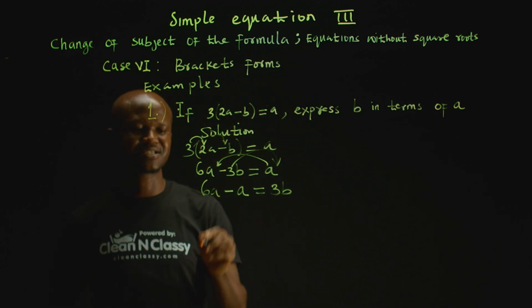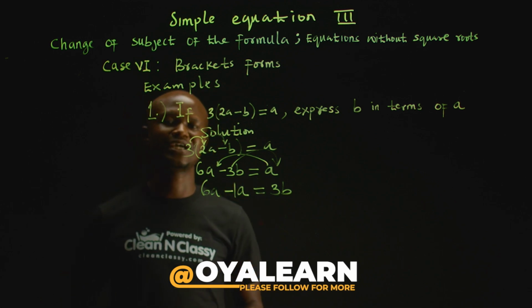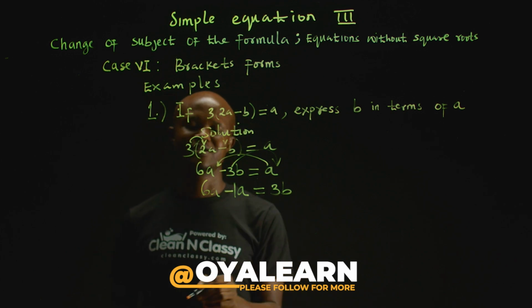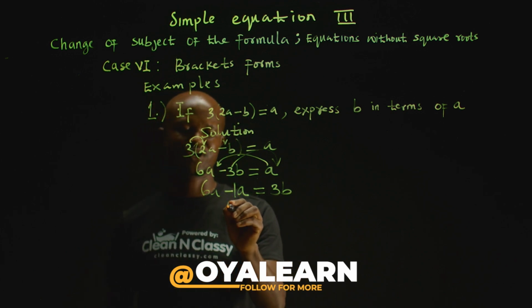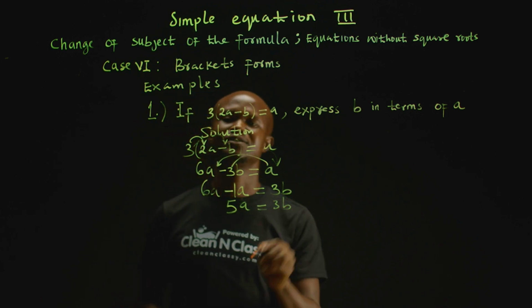Now 6a minus a, that is minus 1a. This a is the same thing as 1a. So 6a minus 1a will give us 5a equals 3b.